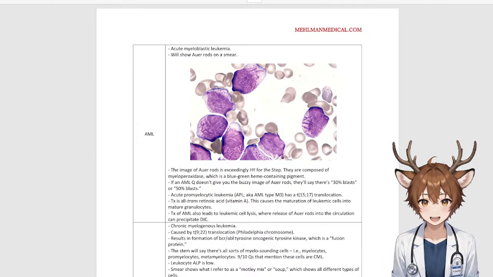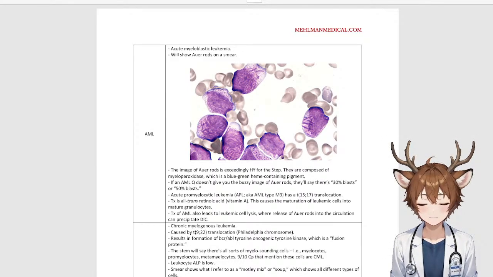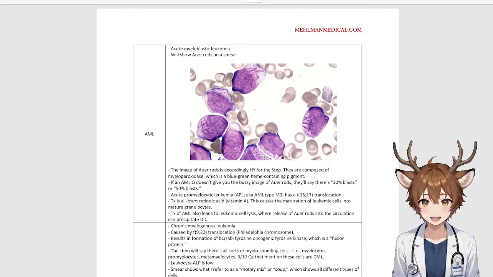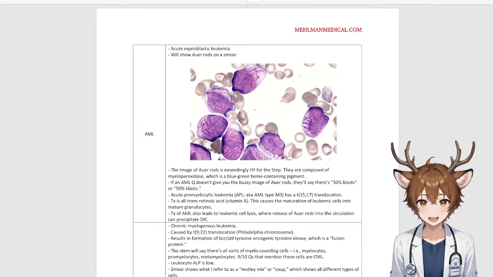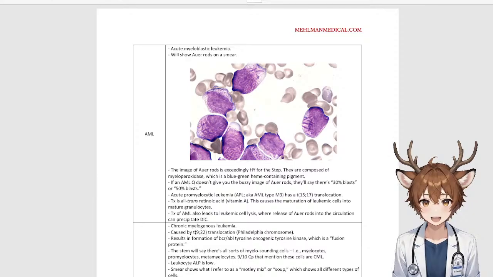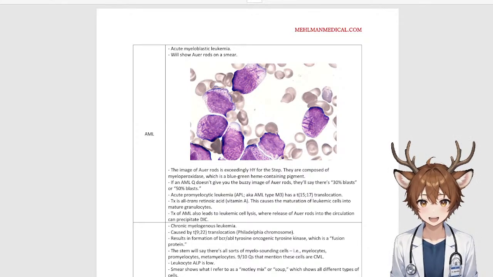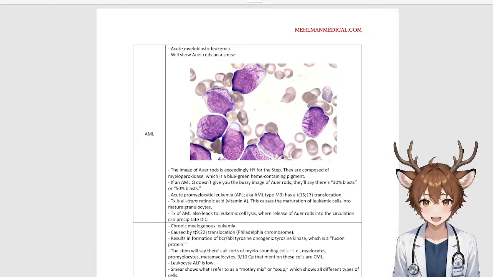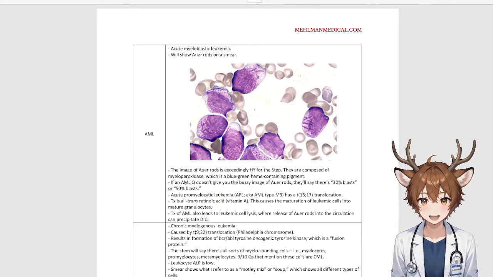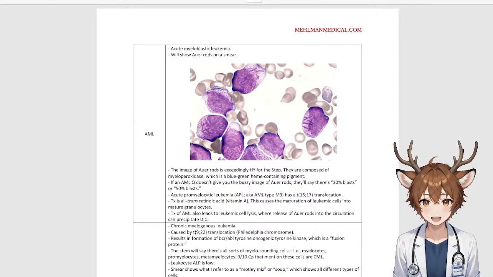AML, acute myeloblastic leukemia, will show Auer rods on a smear. The image of the Auer rods is exceedingly high yield for the step. They are composed of myeloperoxidase, which is a blue-green heme-containing pigment. And if an AML question doesn't give you the buzzy images of Auer rods, they'll say it's 30% blasts or 50% blasts. See the Auer rods in there, little rod-shaped things in there?